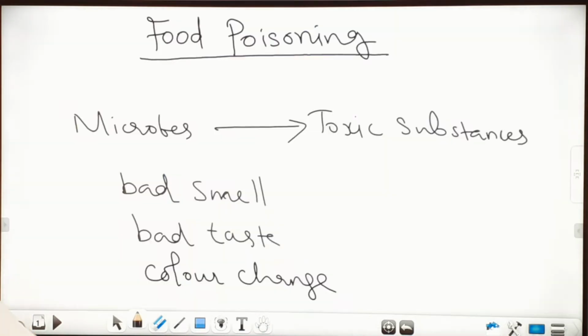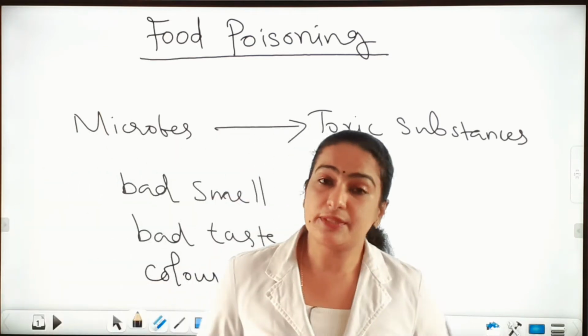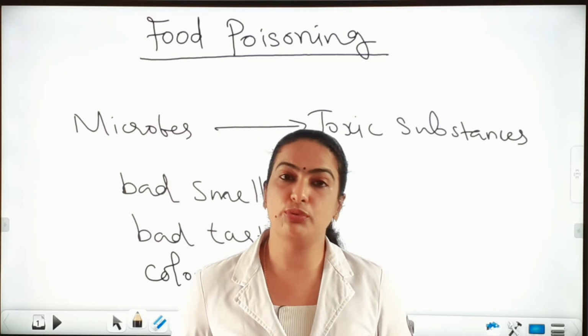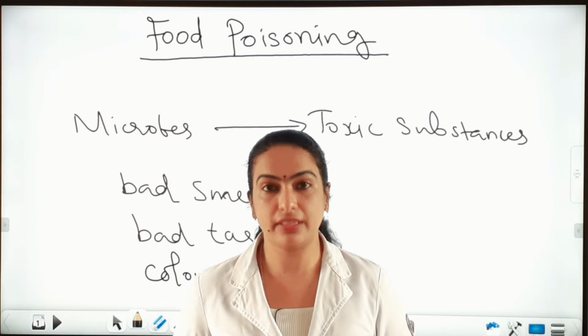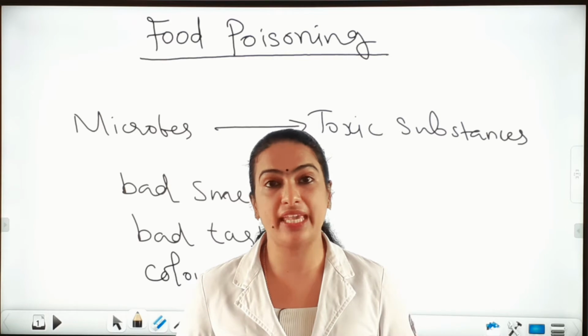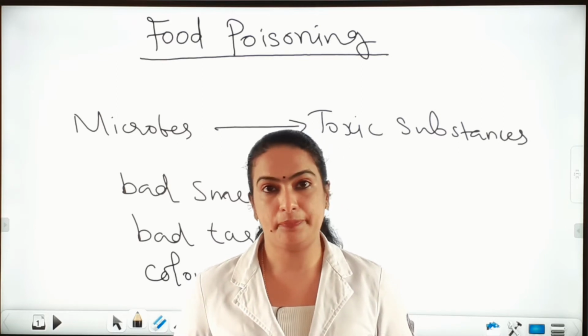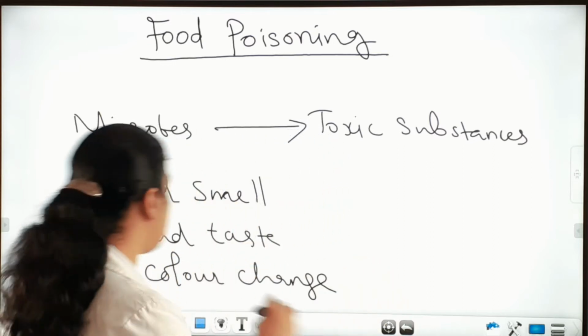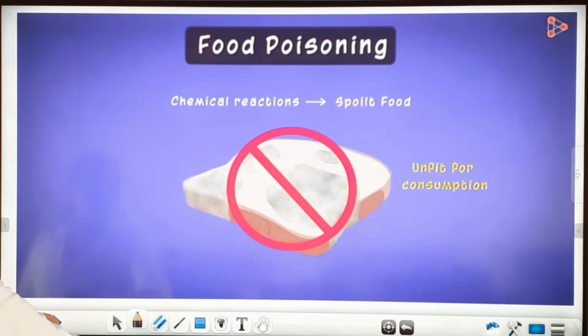And now we can see, so the poisonous food emits a bad smell, a bad taste they have, and they show color change. And now we can see, so it is very important to preserve food items or to keep the food safe for consumption without growing microbes. So we can prevent the growth of microbes to keep the food safe for consumption. And that process is called food preservation. So what is food preservation? You can see the food preservation.